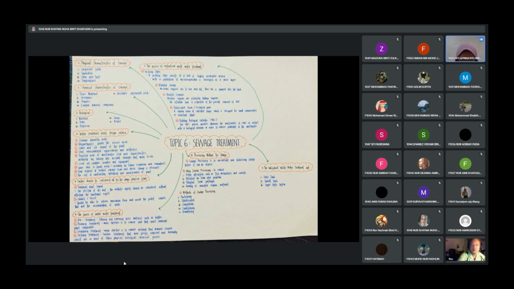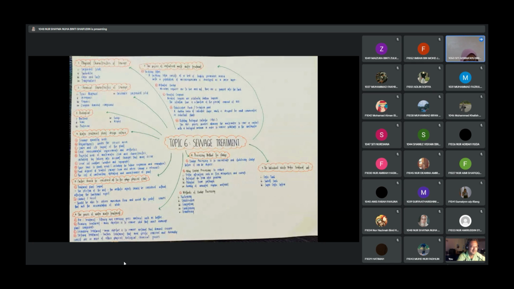Topik 6 adalah sewage treatment. Yang pertama adalah physical characteristic of sewage. Lepas tu kita ada chemical characteristic of sewage. Lepas tu ada biological. Dan biological ni kita ada bacteria, virus, protozoa, fungi and alga. Lepas tu yang keempat water treatment plant design criteria. Dan yang kelima ada factors should be considered for the physical plant iaitu treatment plant layout dengan conduit.